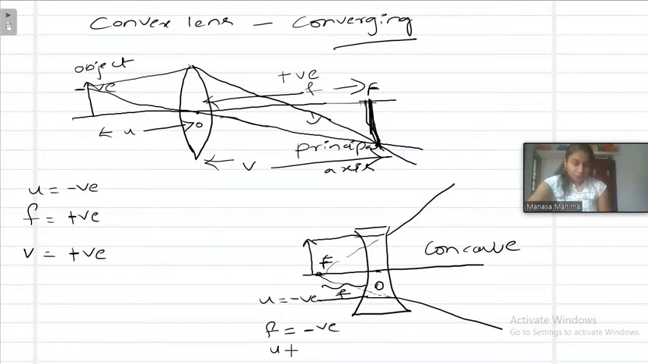And what about v? v is also taken to be negative because all the things which we measure in the case of a concave lens are measured towards the left-hand side. So we have taken the object distance to be negative, image distance to be negative, and focal length to be negative. These conventions we have to keep in mind for solving the problems.